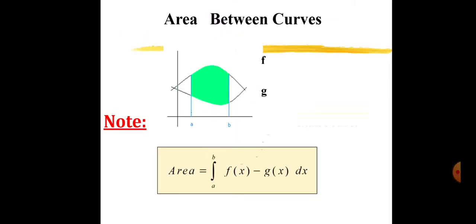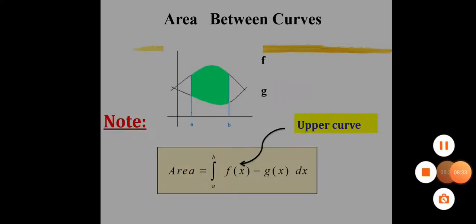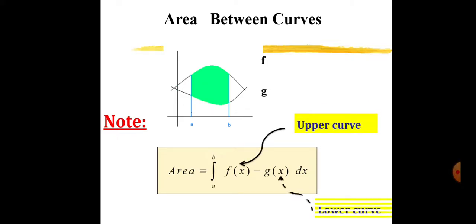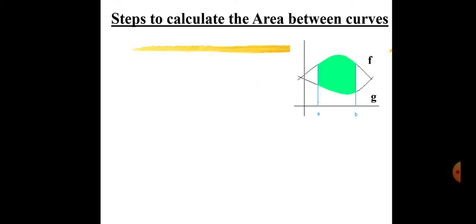And now the area between two curves. To find the area between two curves, you can use this rule. If we have two curves, the function f of x and g of x, the area that lies between these two curves from a to b equals the integration from a to b of f of x minus g of x. And f of x is the upper one and the lower one is g of x.